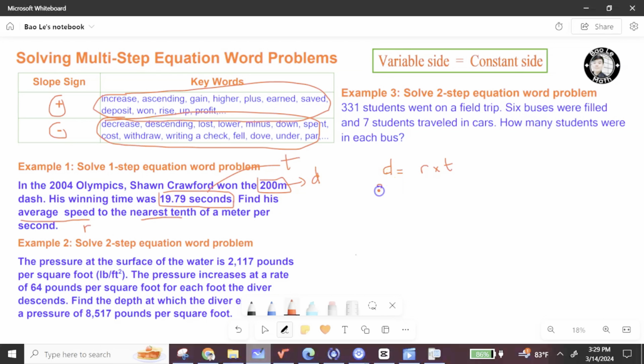Distance in this situation should be 200. The rate right here, we don't know it, so we put R for rate, multiplied by 19.79. Alright, now I need to find the average speed, so I need to divide both sides by 19.79. So this and this cancel out. I have R left right here. So I take 200 divided by 19.79.